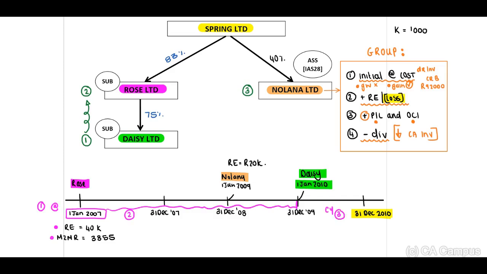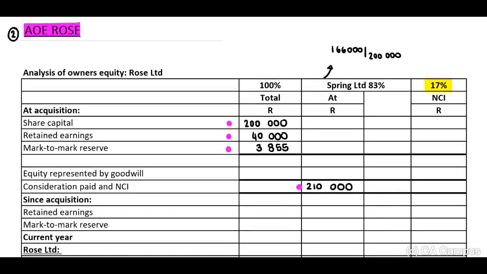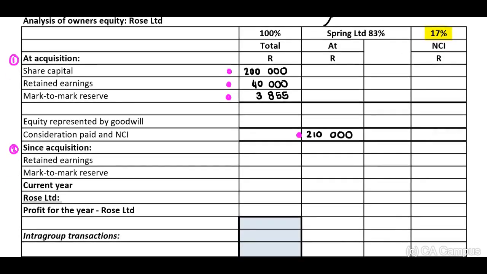When you look at our analysis of owner's equity, guys, we have our at acquisition period, we have our since period, retained earnings, mark to market, and we have our current year, period number 3. Now we are able to calculate the retained earnings and the mark to market reserve. How do we do this?